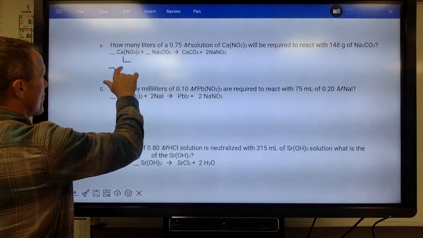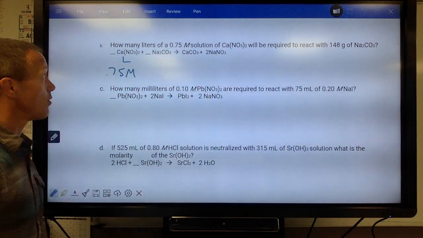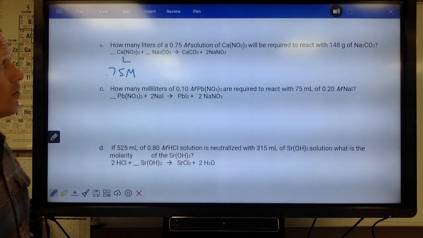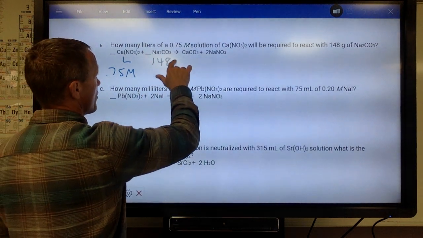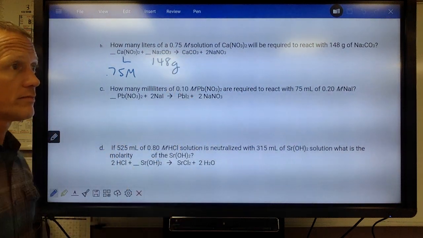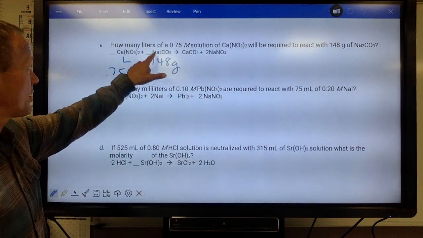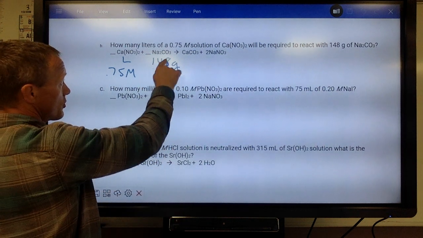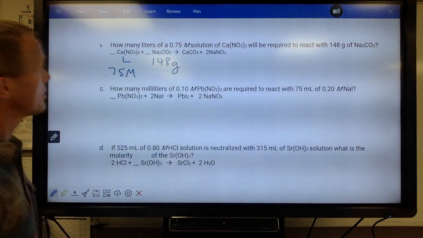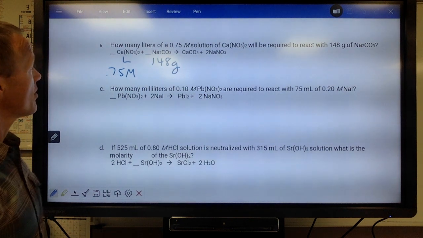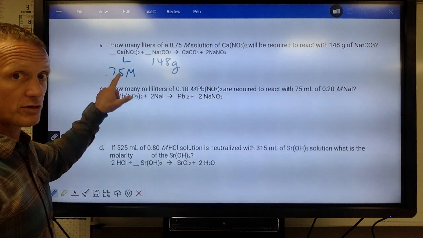We know it's 0.75 molar, meaning 0.75 moles per liter. We'll be required to react with 148 grams of Na2CO3. So we're going from here to here. Turn this into moles, do our ratio between those two things, and then we use molarity to get from moles to liters.